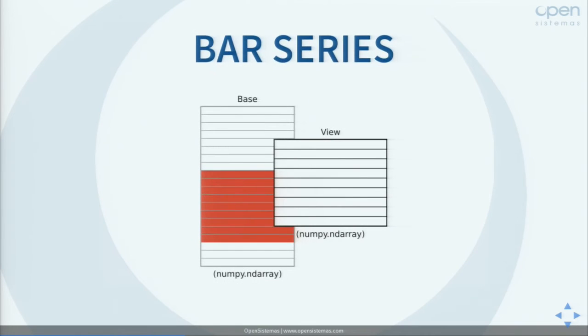As you may have noticed, the bar series are updated in real time. So in order to avoid full memory copies on each update, what we do is we just use a view of a NumPy array, a base array, or a buffer, which is the one that we update with new bars. So if a new bar comes, we just update the base array, and then we simply change the view, which is much faster than performing a full memory copy.